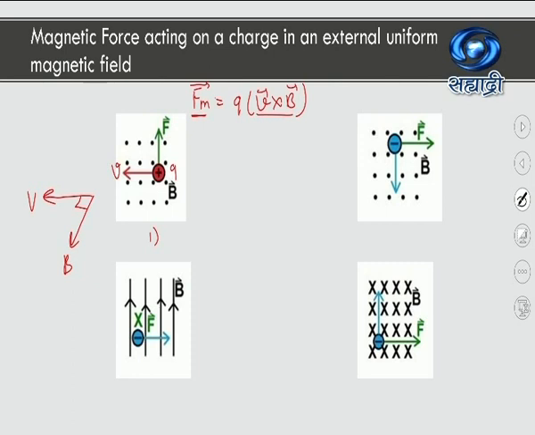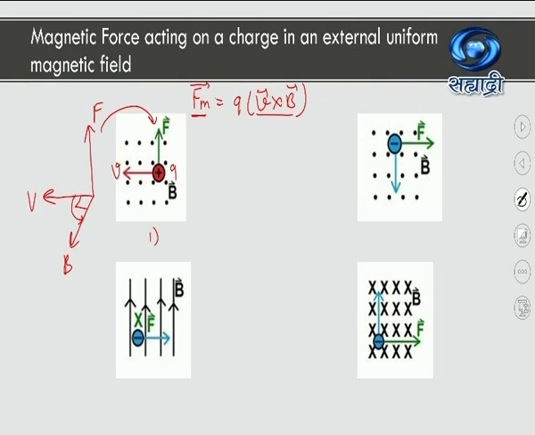So if I use that right hand rule, or you can say right hand screw rule as well, I should have cross product from V to B. Then by right hand rule or right hand screw rule, we can say that the direction of force is upward. Can you see that the direction of force experienced by this positive charge is upward?